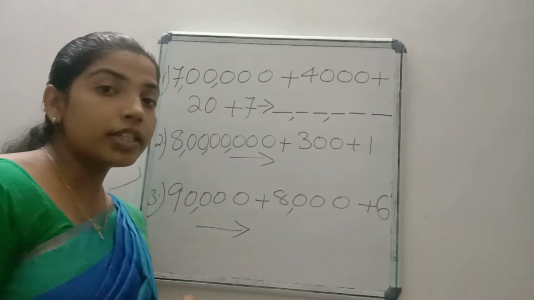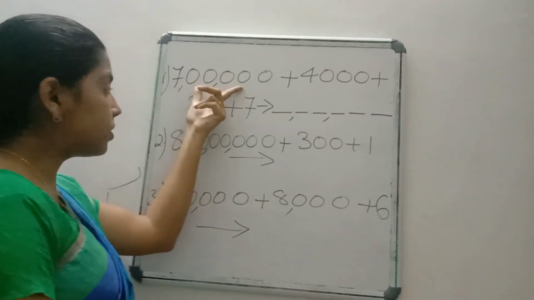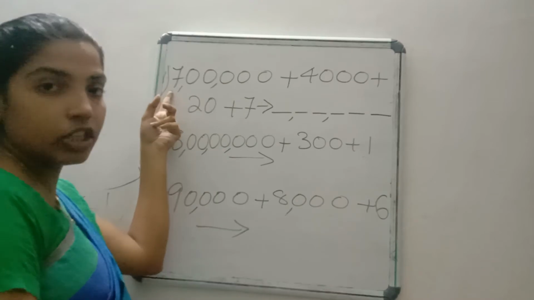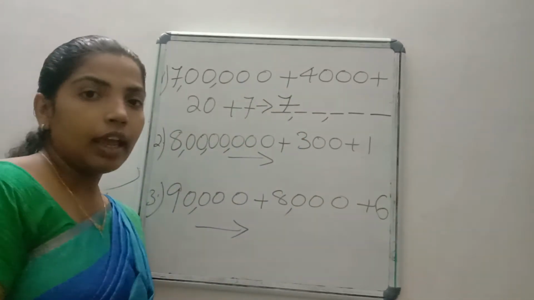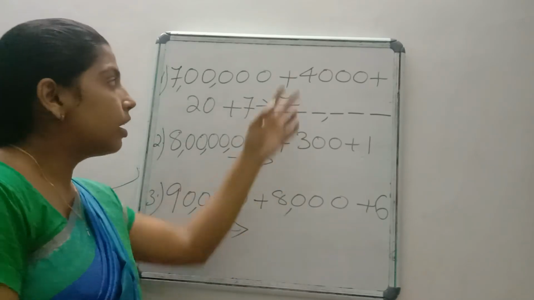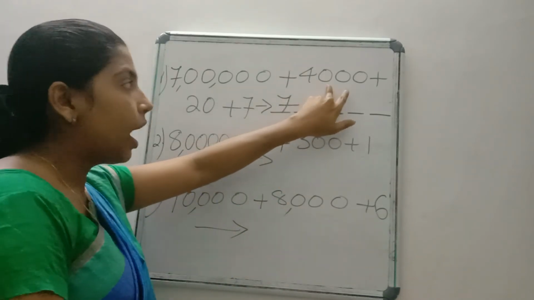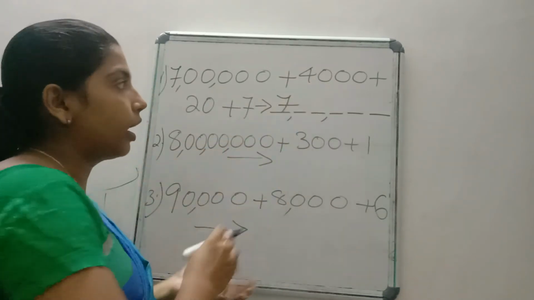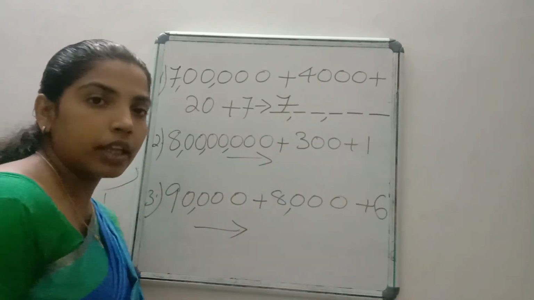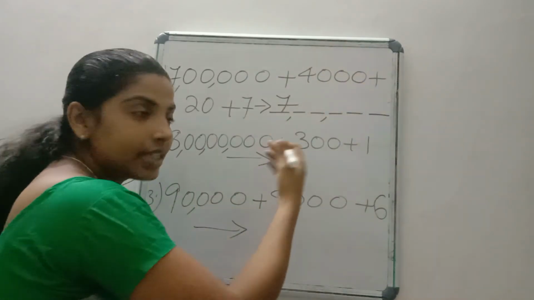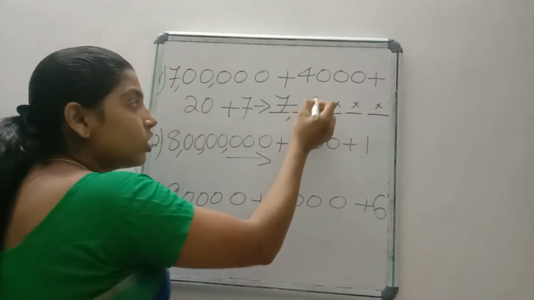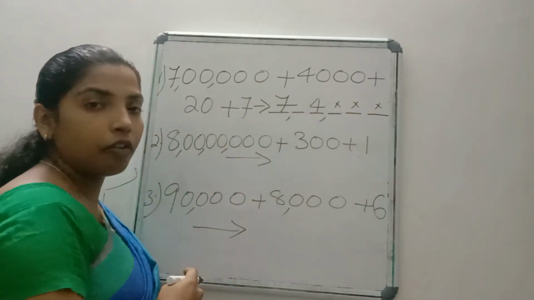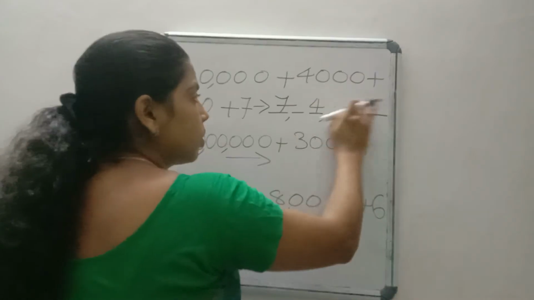Okay, and what is the next step? Observe the first number and see the first digit 7. Write that 7 in the first line. Okay, and next observe the second number and count how many zeros are there. 1, 2, 3 zeros are there. So starting from the right extreme end, leave 3 places and in the just next place write that 4. Okay, so it is also over.